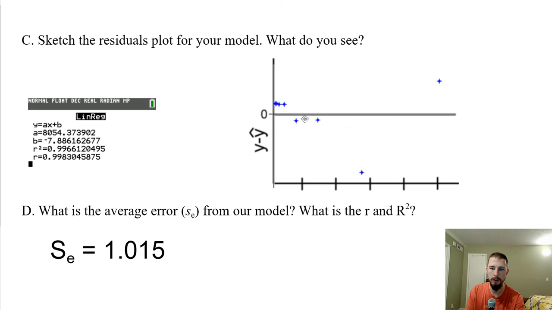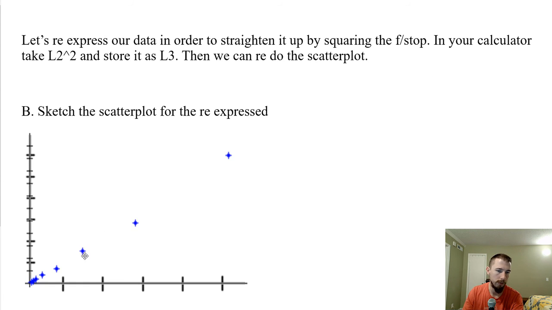If you notice here, it definitely spreads out. There's fan behavior, so our model kind of breaks down as we go out, but it is a random spread. I wouldn't say there's any pattern here, especially when I look at the original one. It looks pretty straightened out. This value is just a little low. That's really the only issue that we have.